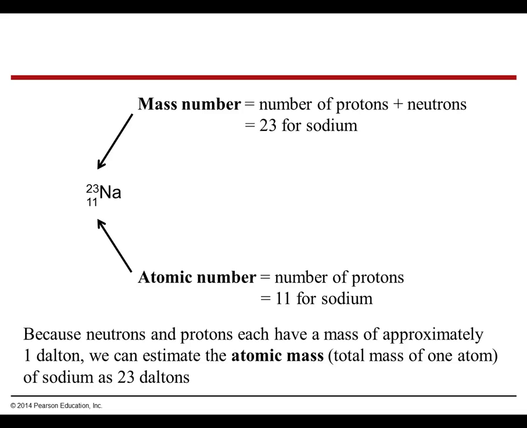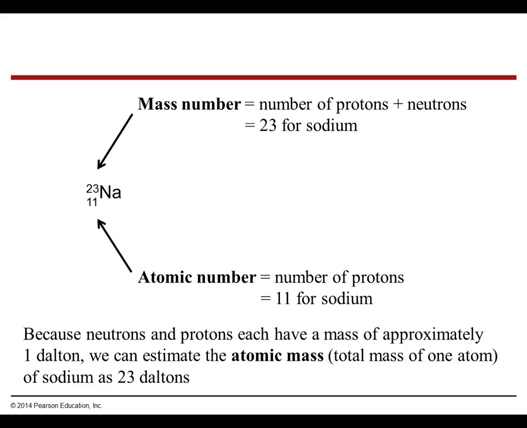The mass number is the sum of protons and neutrons. The mass number is the total atomic mass, because the electron's mass is negligible. We talked about that in the previous slide. So you can equate mass number with atomic mass.